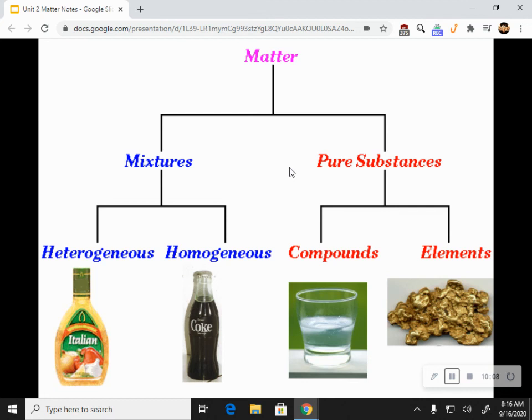So think about your pure substances as elements and compounds. Your mixtures are going to be either heterogeneous, meaning they are going to be different throughout, or homogeneous, meaning that they are a solution. Remember, solution and homogeneous are basically the same thing. All right? Good luck.